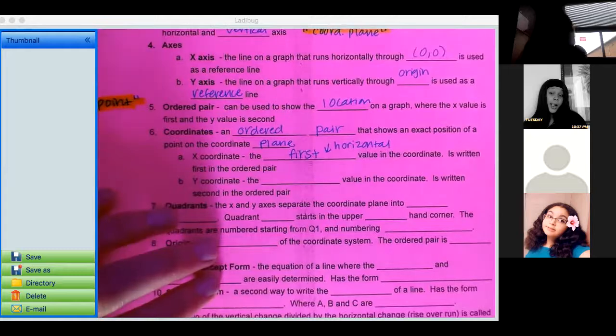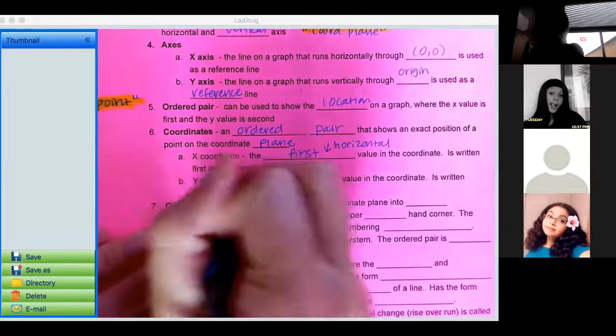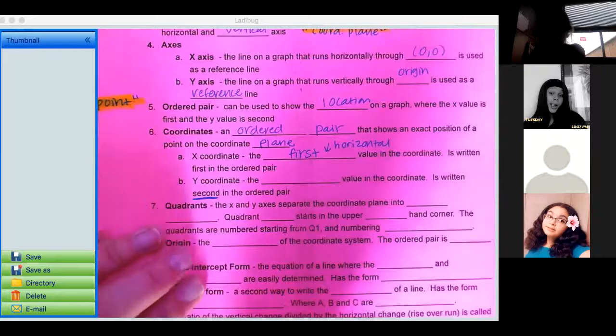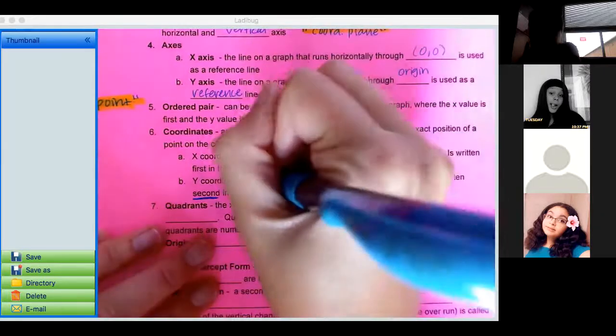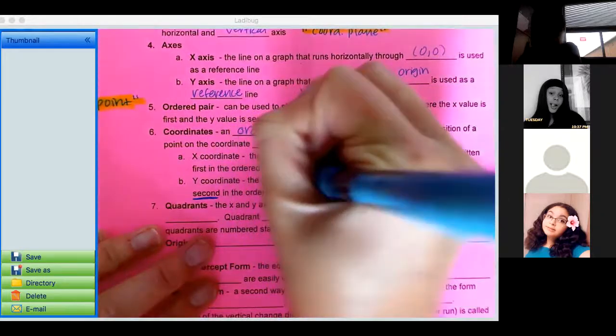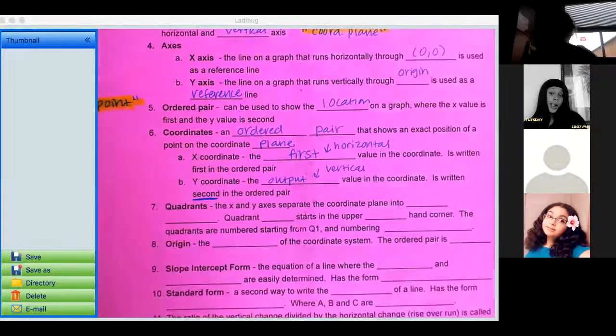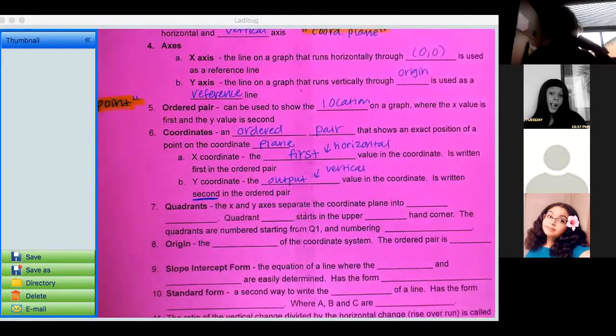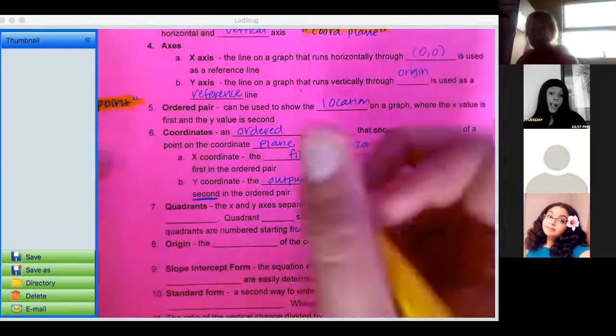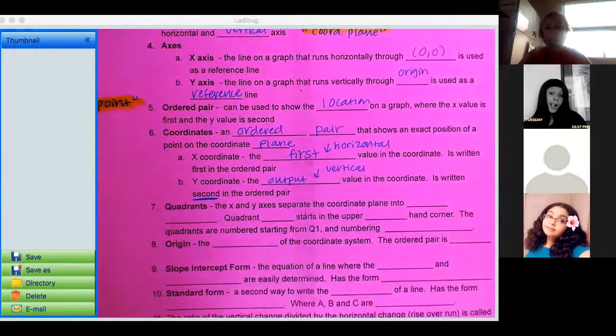What about the y coordinate? The output. It is the output. I like that, whoever said that. It is the output value, so we can say output too. Yeah, it was Brooke who said that. You can also say the vertical value. I do really like output.